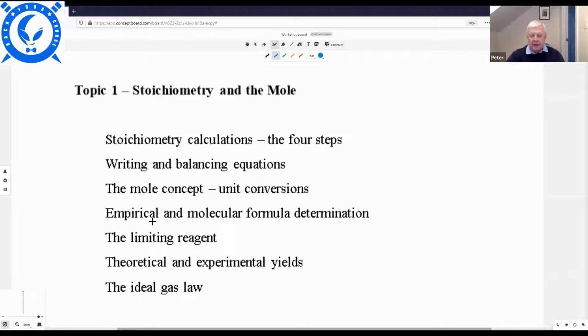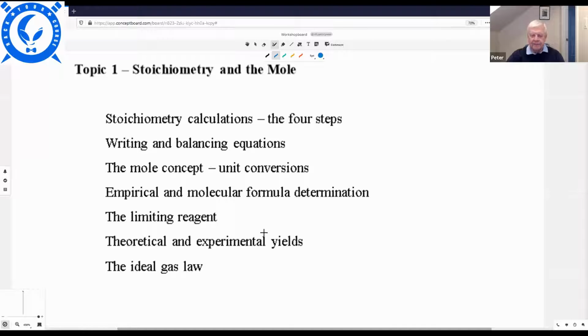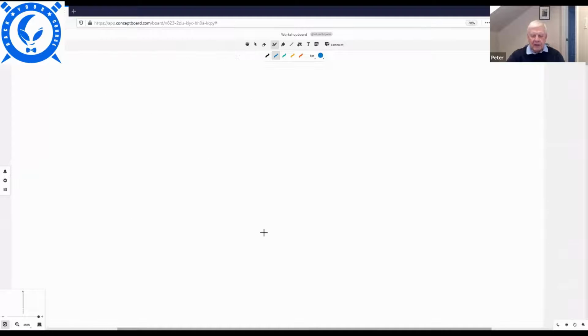Then we will take a look at empirical and molecular formula determination, problems involving the limiting reagent, but we will not specifically look at theoretical and experimental yields because that will be covered when we do limiting reagents. And then I will point out some things that you need to keep an eye on when you're using the ideal gas law. All right, so those are the subsets of topic number 1. All right, let's move on.